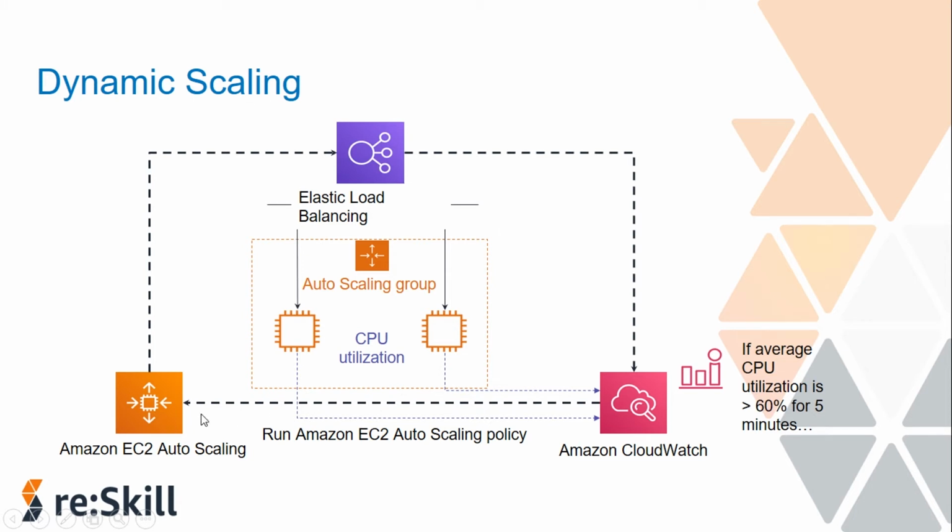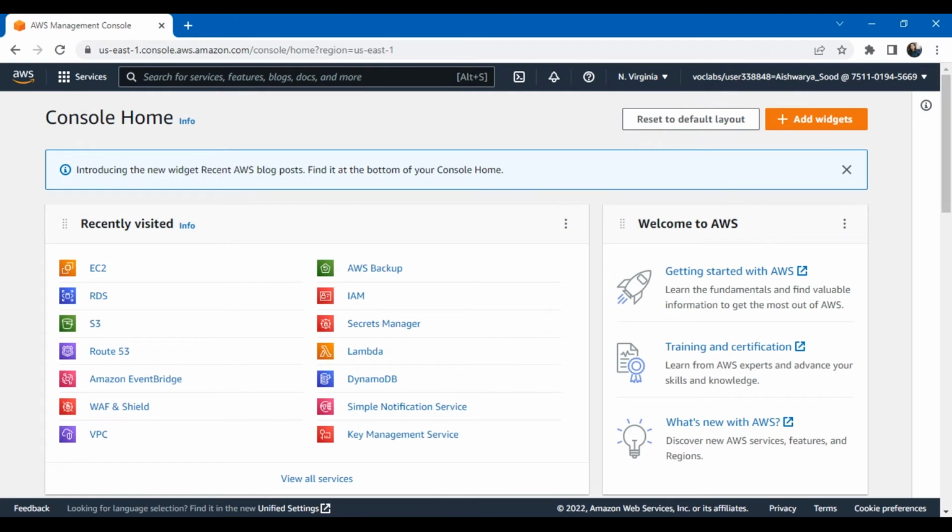One more thing: whenever a new EC2 gets launched by auto scaling, it is automatically registered with the load balancer too. You do not have to do anything manually here. All you have to do is set it up once, and further actions will happen automatically. So let's go to the AWS console and build a similar architecture to see exactly how it works.